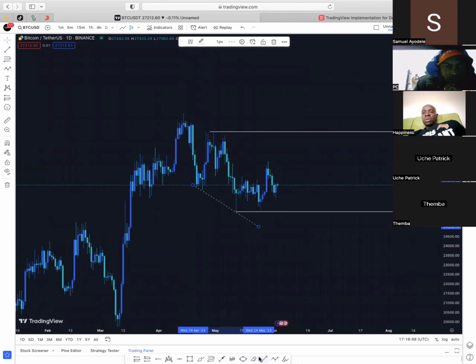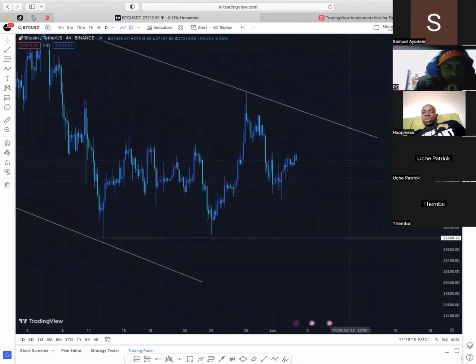So we can see BTC is in a downtrend. Our trend line is trending downwards, so we're in a downtrend. And then we go to the 4 hours to see what's up. This is the second touch of the resistive trend line. So more sales should be what should happen on BTC.